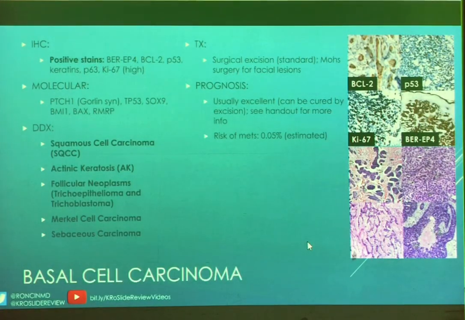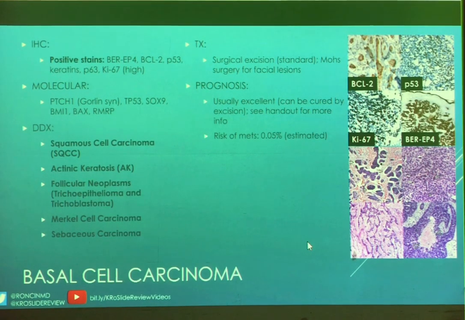Stains. So this is where that BER-EP4 comes in. BCL2, P53, your keratins, I promised you those would be positive in basal cell carcinoma. Your Ki67 should be high, and P63 can also be positive. For molecular, if we're looking at children, so again, I said these are rare in children, if that occurs, this is a PTCH1 mutation associated with Gorlin syndrome. There can be P53 mutations, SOX9 mutations, BMI1, the I's and the 1's look very similar, BAX and RMRP.